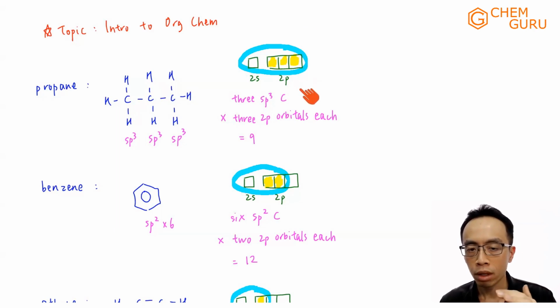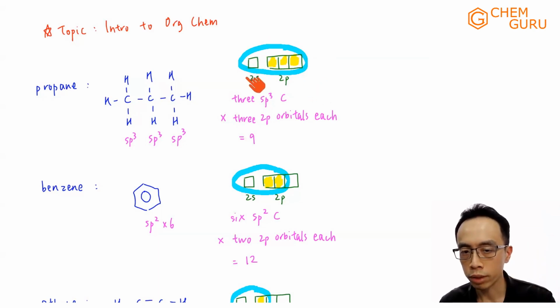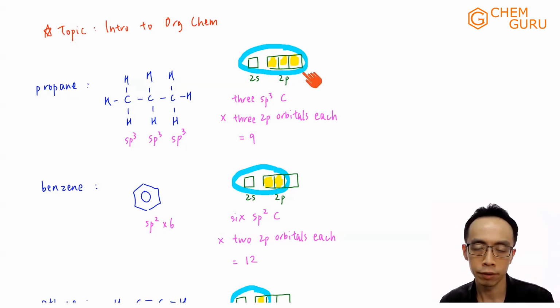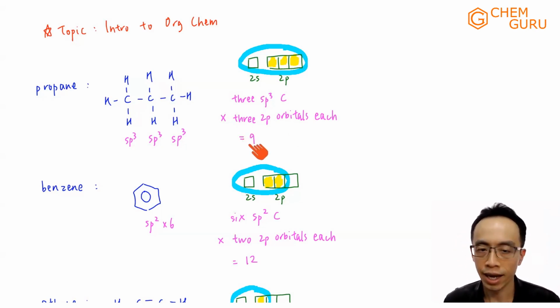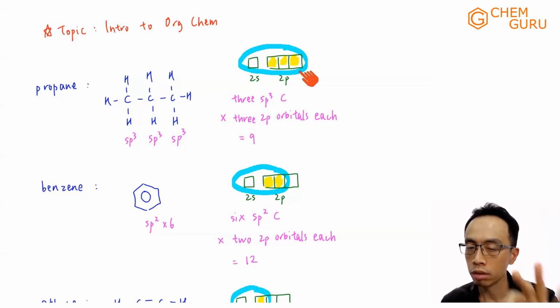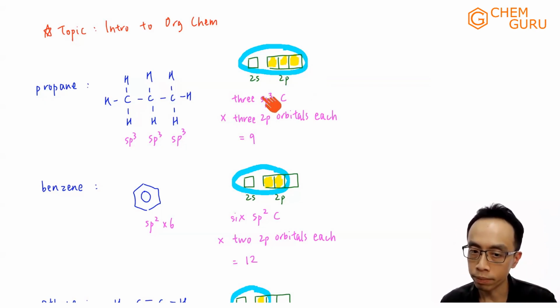And the sp3 hybridized carbon is going to use its 2s orbital and all its 2p orbitals for mixing. Each of these carbons will use 3 of these 2p orbitals for mixing, and I have a total of 3 carbons here. So the total number of 2p orbitals involved in hybridization will be 9. Each one uses 3 2p orbitals. I have 3 of them. Total number of 2p orbitals used in hybridization will be 9.